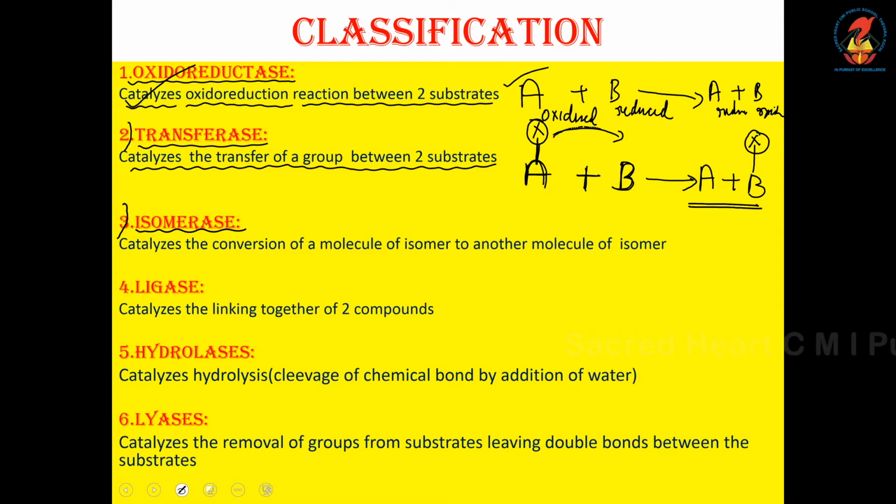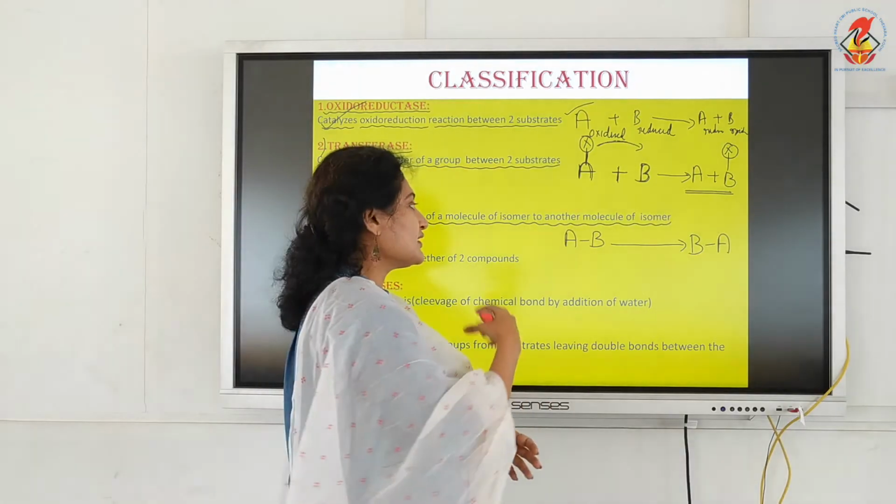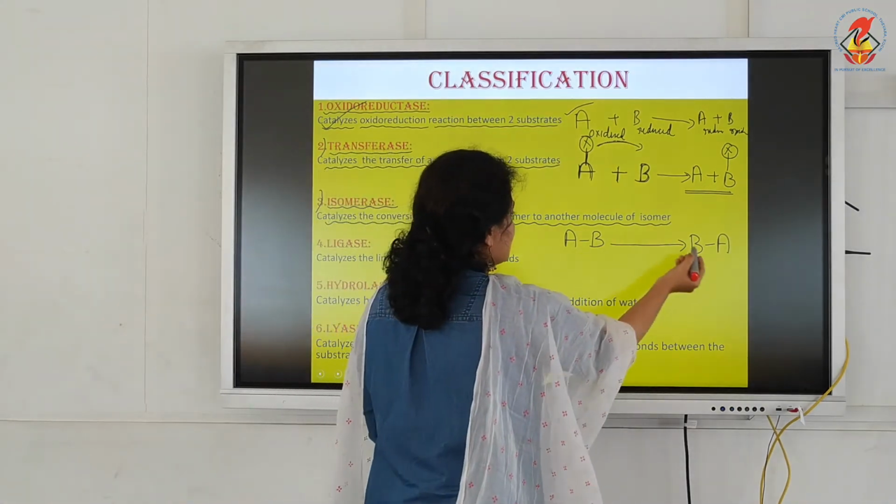Next, isomerase. You are well aware of isomers. They have the same chemical formula but different structure. It catalyzes the conversion of a molecule of one isomer into another isomer. For example, A bonded with B is an isomer. It gets converted to its isomeric form, B bonded with A. So, the atoms present in each element are the same, but a molecular rearrangement takes place, and we get its isomer.